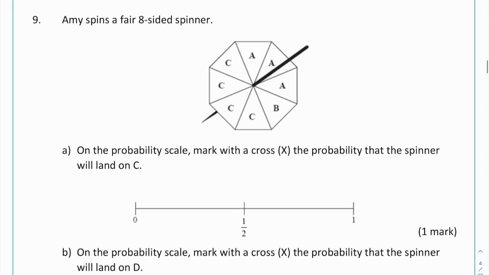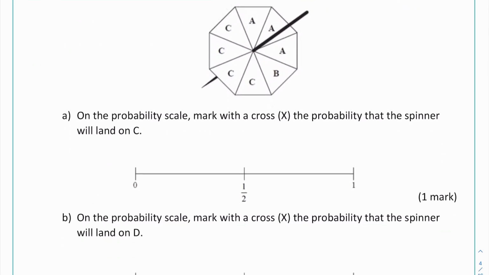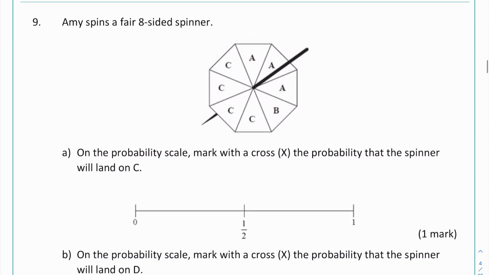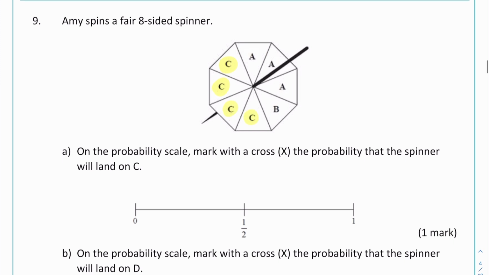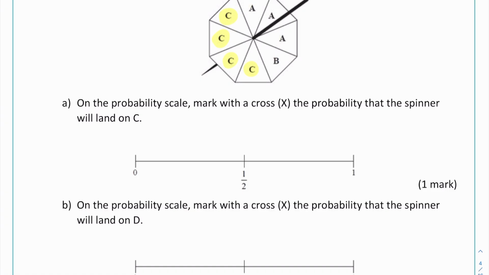So Amy spins a spinner, a fair 8-sided spinner. On the probability scale, mark with a cross the probability the spinner will land on a C. So if we look at the actual spinner, C is here, here, here and here. It's an 8-sided spinner and there are 4 C's on there. So that's half of the actual letters is a C. So it literally says half right there, so we want to put a big cross on the half. That's the probability it will land on a C.